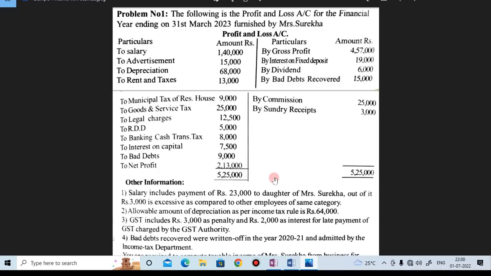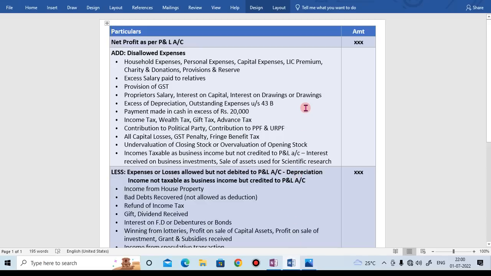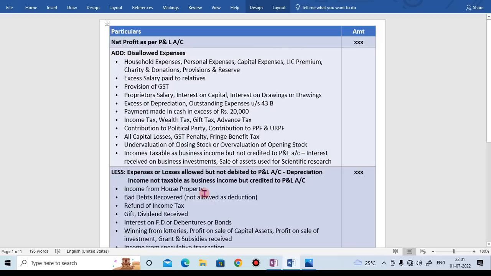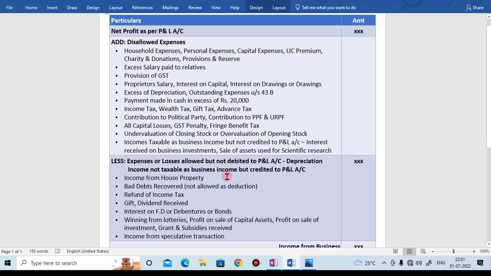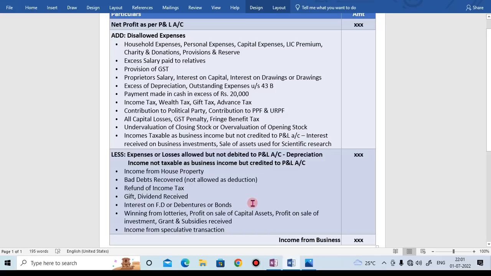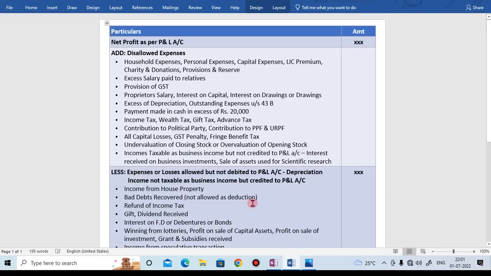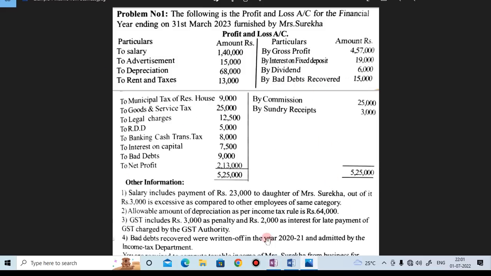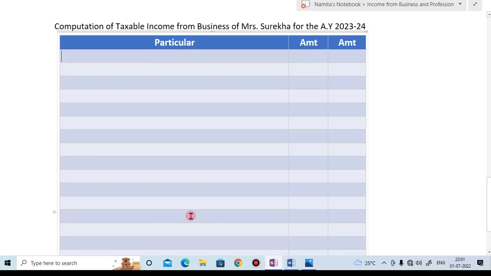Now I hope you have remembered the format of computation of income from business, which I explained in my last lecture. Now I will show you the format. So this is the format of computation of income from business, and as per this format we are going to compute the taxable income from business. Now how to solve this example? First of all, prepare the format. Prepare the tables.